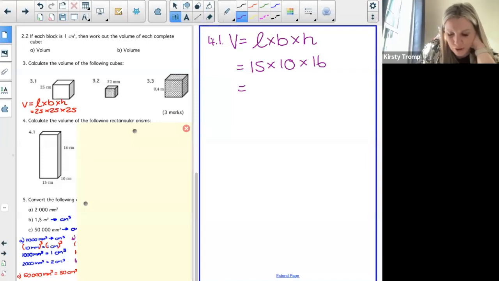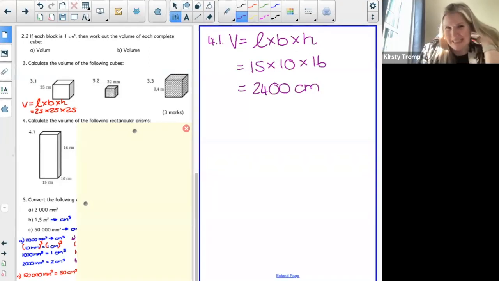2,400? Are we happy with 2,400? 2,400 centimeters. Centimeters what? What am I missing on my centimeters? Tell me in the chat as well. Centimeters cubed. Well done. Why cubed? Because I'm saying length times breadth times height. I'm timesing 3 things together.